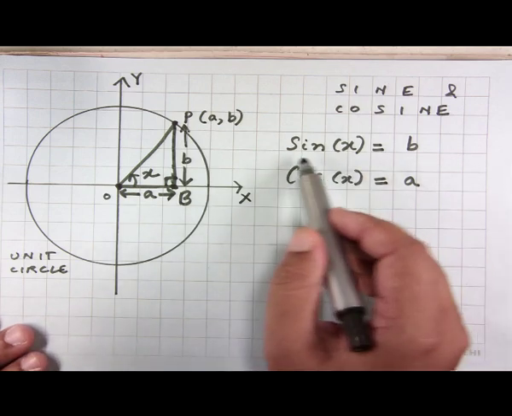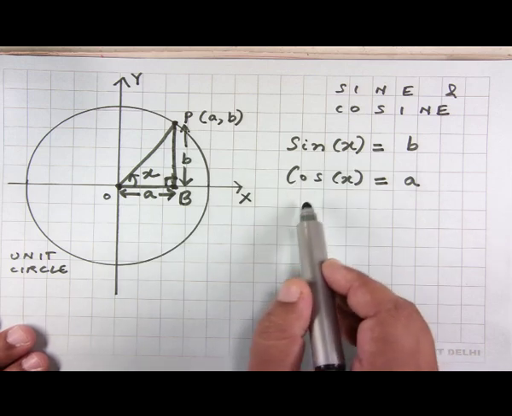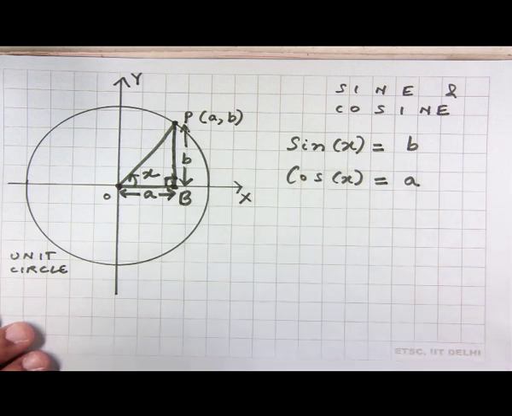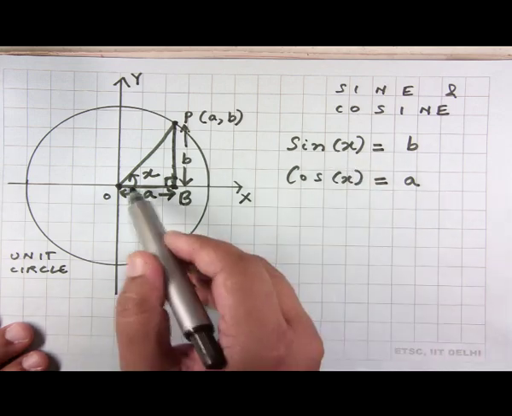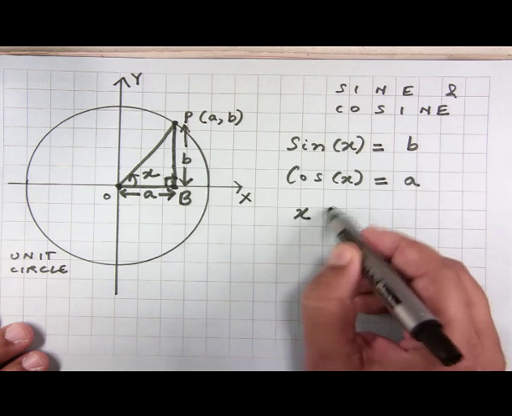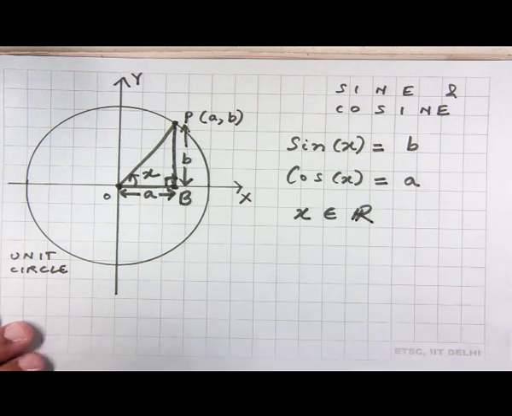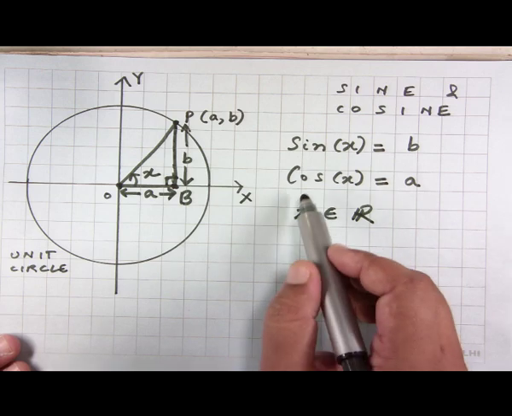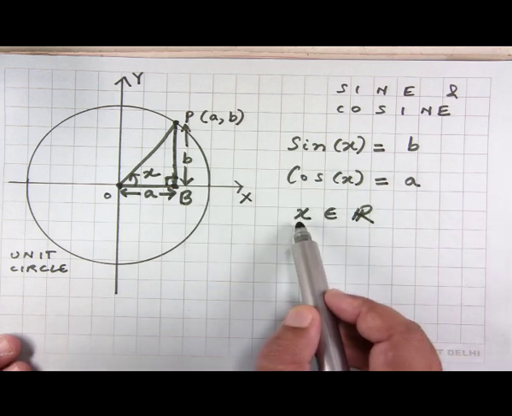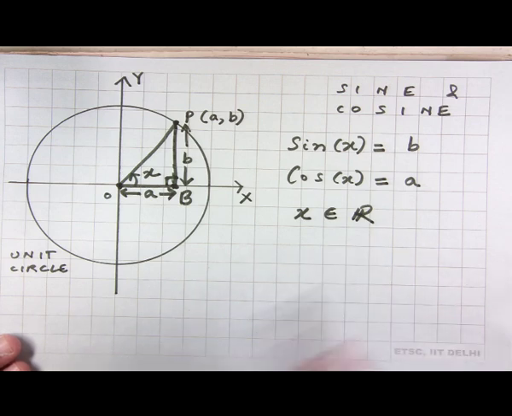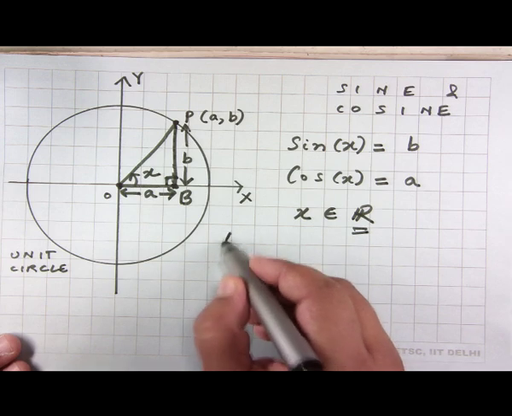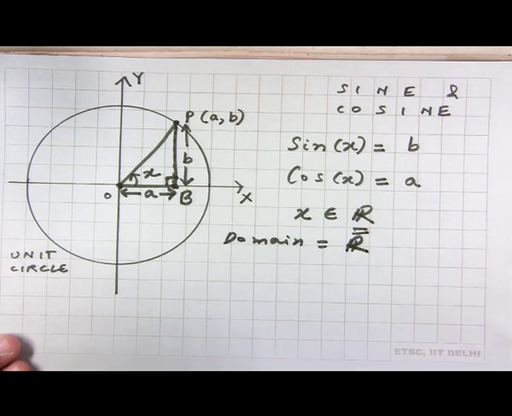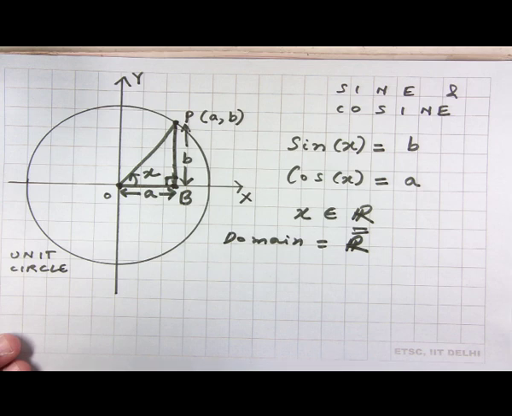Of course, now that we are defining these two functions sine and cosine, we need to define the range and domain of this function. If you see, this x is real valued, it can take any real value, and therefore, the domain of both these functions, cos and sine, is the set of real numbers R. So, the domain is equal to the set of real numbers R, and let us talk about the range now.